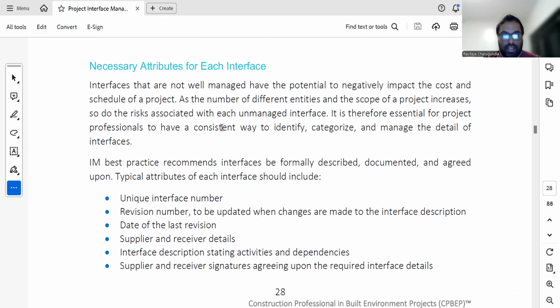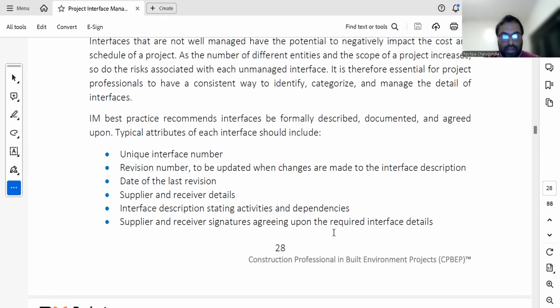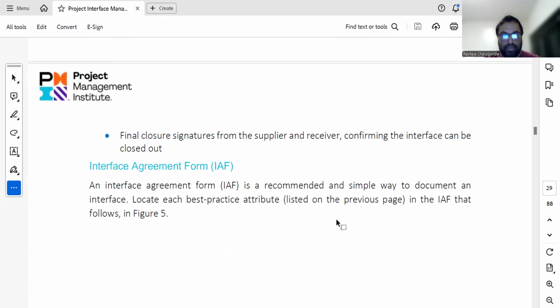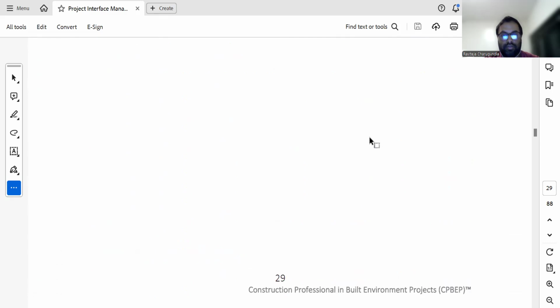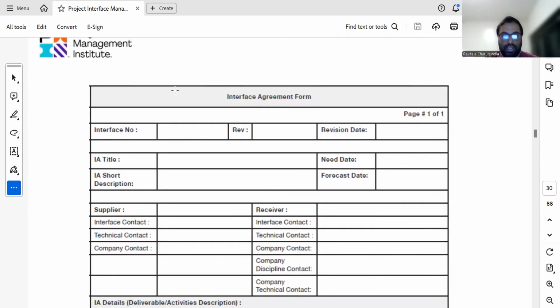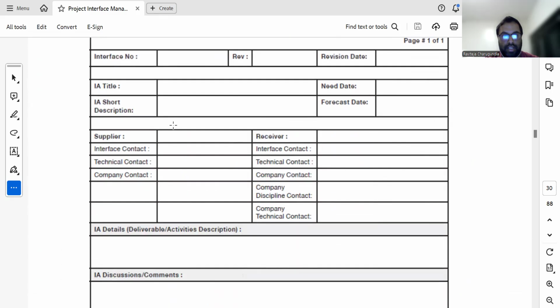These are the necessary attributes for each interface: the unique identification number, the revision number, the date of last revision, supplier and receiver details, interface description, staging activities, and the supplier and receiver signatures agreeing upon the required interface details. The interface agreement form is a recommended and simple way to document an interface. This is what a sample interface agreement form looks like.